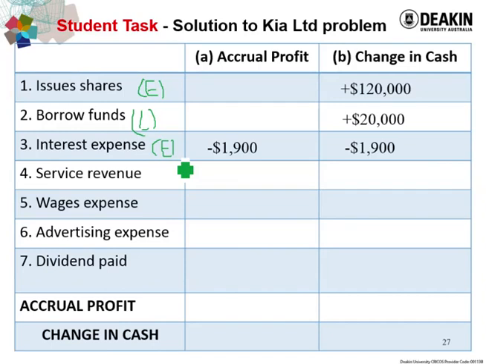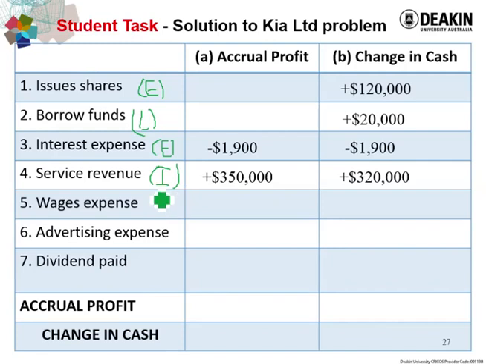Next, we bill clients $350,000 for the work performed in June. This is the service revenue, and you know that service revenue is a form of income. Because you have performed the entire work, you have earned $350,000, so your profit will increase by $350,000. But have you received the full payment in this case? No, you have only received $320,000. So plus $320,000 for the cash column.